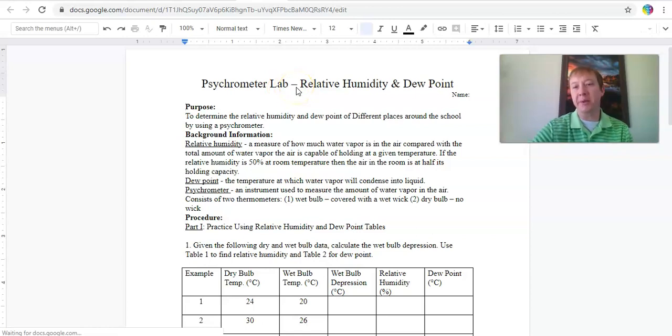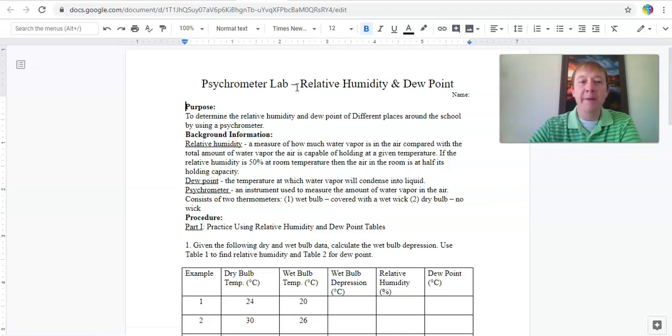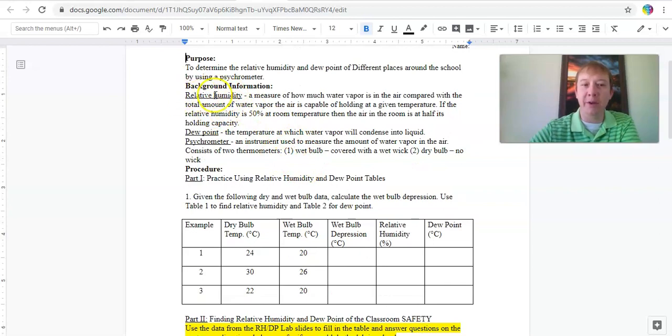So if we were in class, we'd actually be using the psychrometers to determine the relative humidity and kind of sling. So the first part is to determine relative humidity and dew point. So it's kind of that background information, what relative humidity is, what dew point is, and what the psychrometer is. Part one is similar to what we did for Monday, where you have your dry bulb temp and wet bulb temp, and you just have to determine the depression, humidity, and dew point using the same charts that you used on Monday.